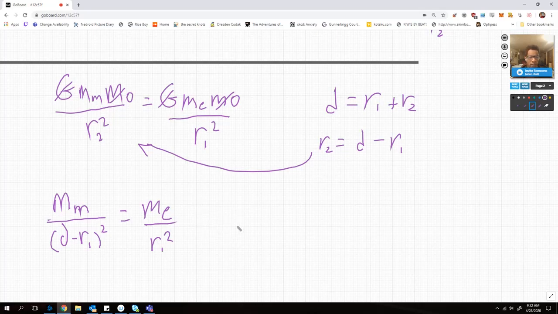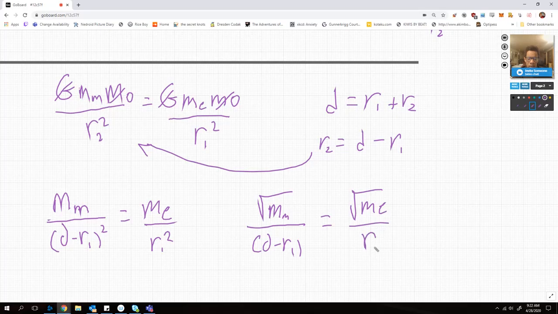It's a little tricky. I had to practice first before I did this, but the trick here is just to take the square root of both sides. So I get the square root of mass of moon over D minus R1 equals square root of mass of Earth over R1. Cool.